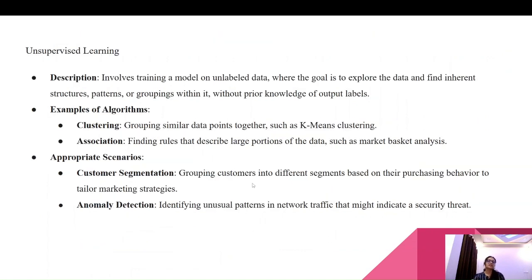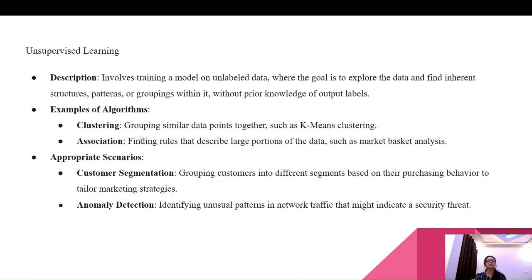Now, unsupervised learning involves training a model on unlabeled data, where the goal is to explore the data and find inherent structure, patterns, or groupings within it without prior knowledge of output labels. The examples of the algorithms are clustering and association.